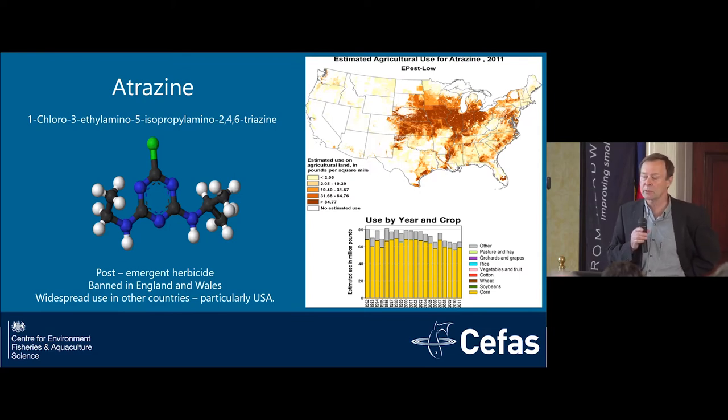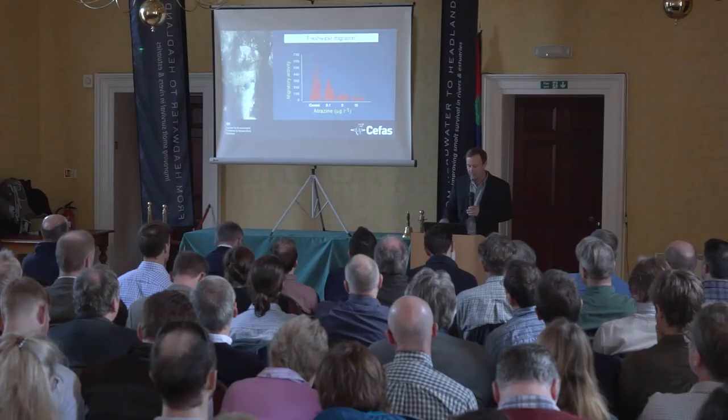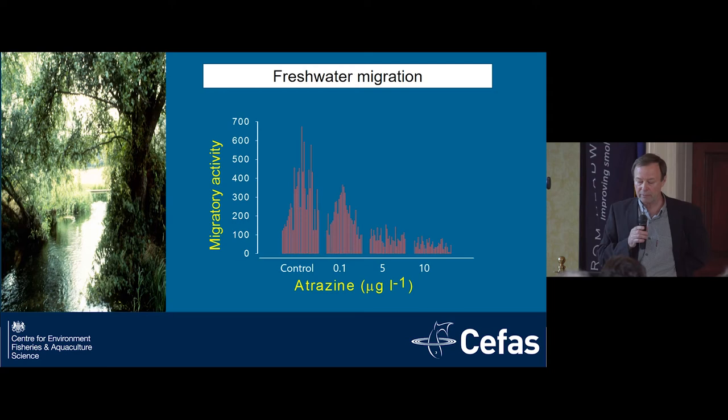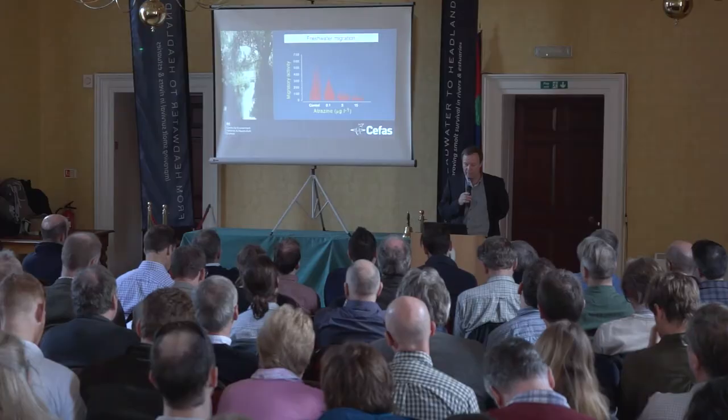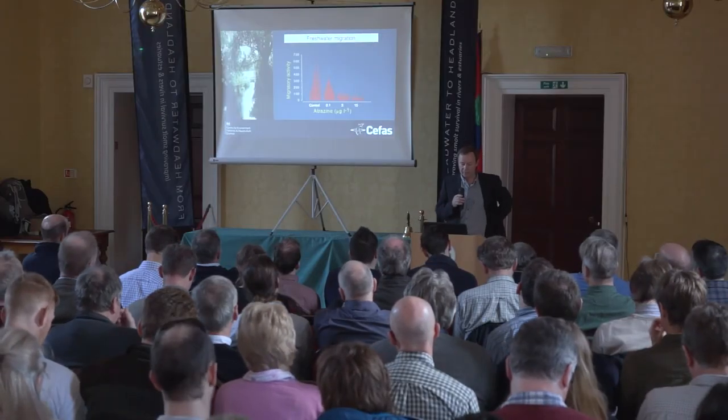And one of the best examples that we found so far is the herbicide atrazine. It's a post-emergent herbicide. It was banned in England and Wales in 2006, but still occurs in quite high levels in a lot of our southern rivers. It's still monitored by the EA, but it is widespread in other countries, particularly the USA, for use particularly on sweet corn. Now we've shown that exposure of smolts in the freshwater environment to environmental levels of atrazine actually does affect the migratory behaviour of the fish. So with increasing concentrations during the smolt stage, you get a general decrease in migratory activity of the downstream moving fish. And again, as I say, this is really at environmental levels.